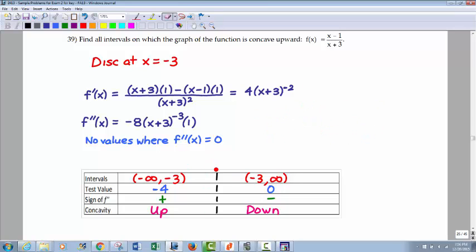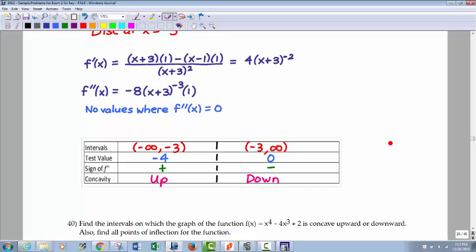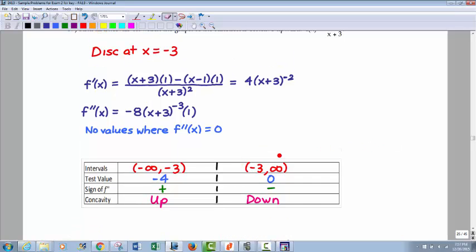So -3, I use my little dash trick there, but this one was not asking for inflection points anyway. So test value, I chose -4 to the left of -3. I chose 0 to the right. Put it into the second derivative. You're going to get positive when you put that -4 into the second derivative, and you're going to get negative when you put 0 into it. So positive means concave up, negative means concave down. So you're concave up from -infinity to -3, and you're concave down from -3 to +infinity.